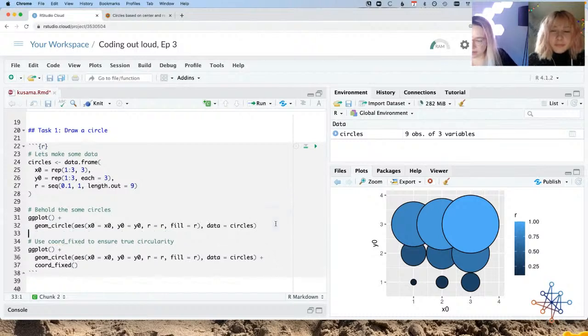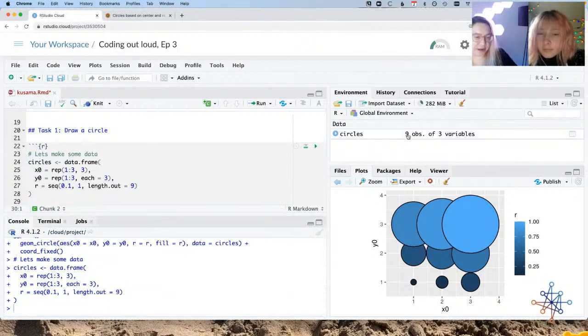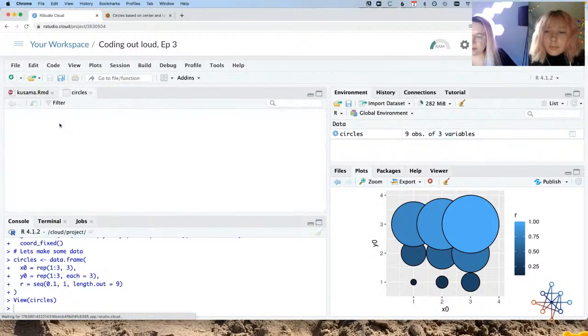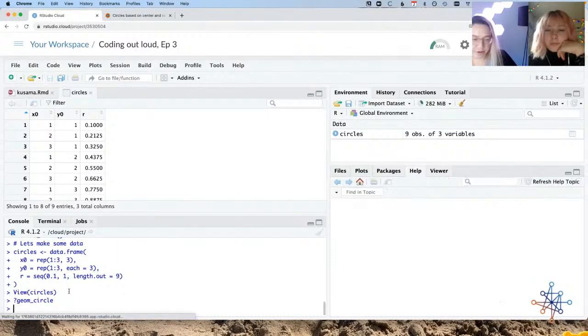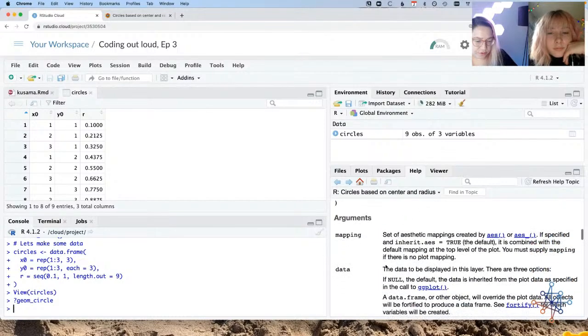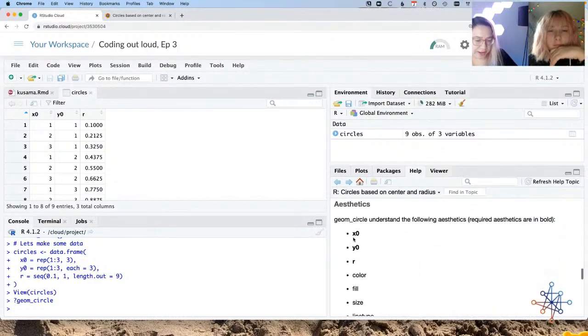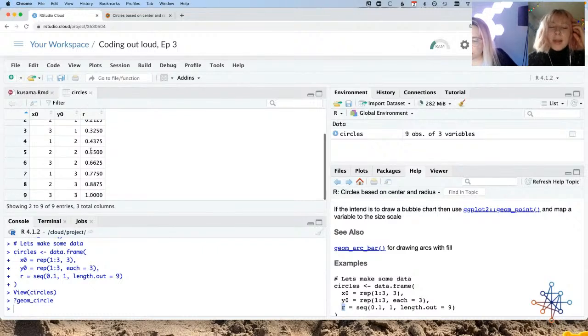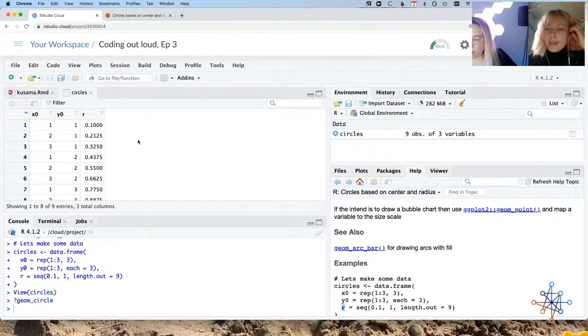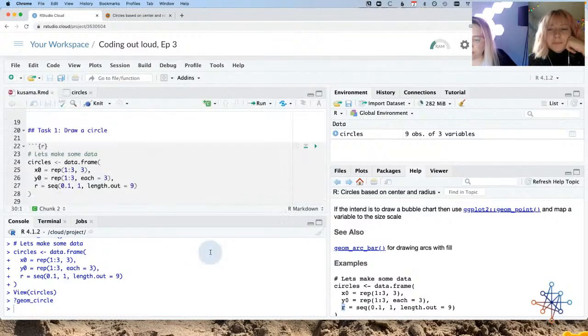There are actually two plots here. We have a data set that is 9 rows, 3 variables: an x, a y, and an r. And what do the x and the y stand for here? They're the x and y coordinates, I suppose, and r is the radius. Right, and up at the top it said by center and radius, so they're the x and y coordinates of the middle of our circles, the center. Okay.